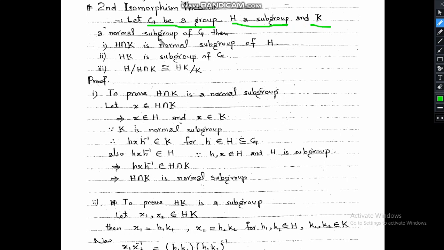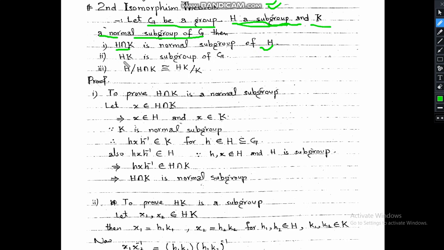a normal subgroup. Here there are 3 points. G is a group, H is a subgroup and K is a normal subgroup of G. These are two subgroups of G. H is a simple subgroup, and K is a normal subgroup. The first point is we will show that H intersection K is a normal subgroup of H.